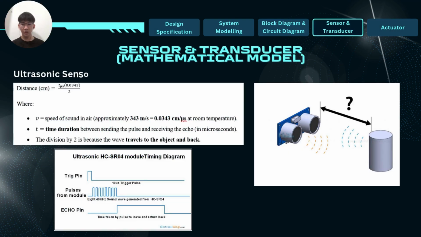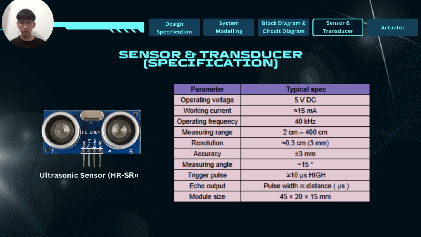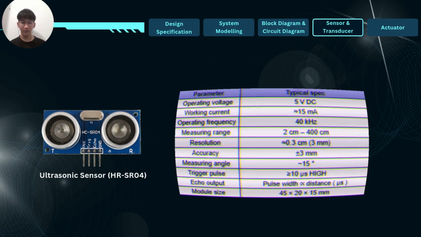Our system uses the HC-SR04 ultrasonic sensor mounted at the front of the vehicle to measure distance in real time. It works by sending out a pulse and measuring the time it takes to receive the echo, using the formula distance equals the speed of sound multiplied by time over 2. The key specs include 5-volt operating voltage, 2 to 400 cm range, high accuracy and a 15-degree detection angle. The sensor sends distance data to the ESP32, allowing the controller to adjust speed instantly. In short, the ultrasonic sensor acts as the eyes of our vehicle. Without it, the SCC system couldn't function effectively.